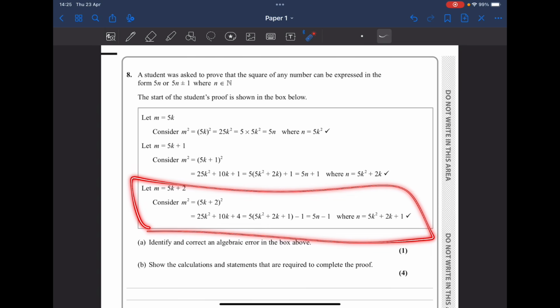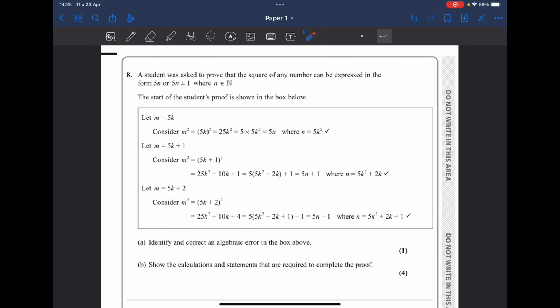So it must be in here somewhere, you'd assume. 2, yeah, this shouldn't be 10. If you did FOIL, the O would be 10k, and the I would be 10k. So this should be 20k.